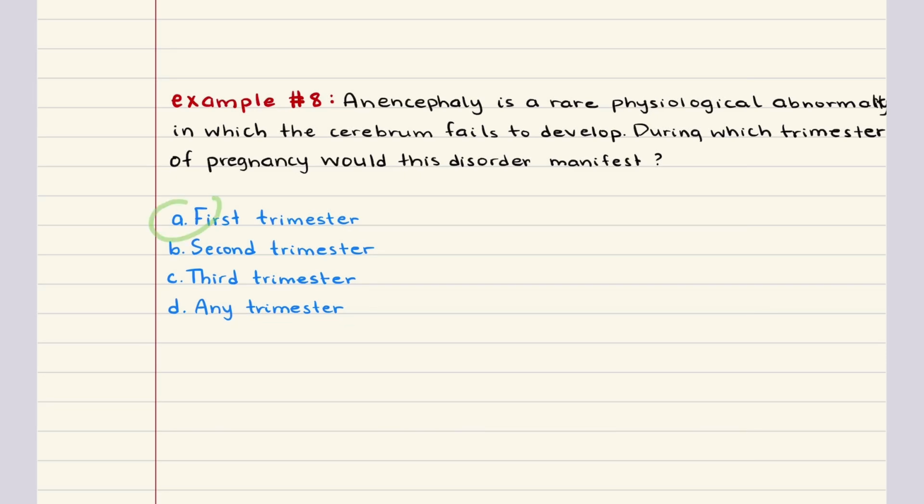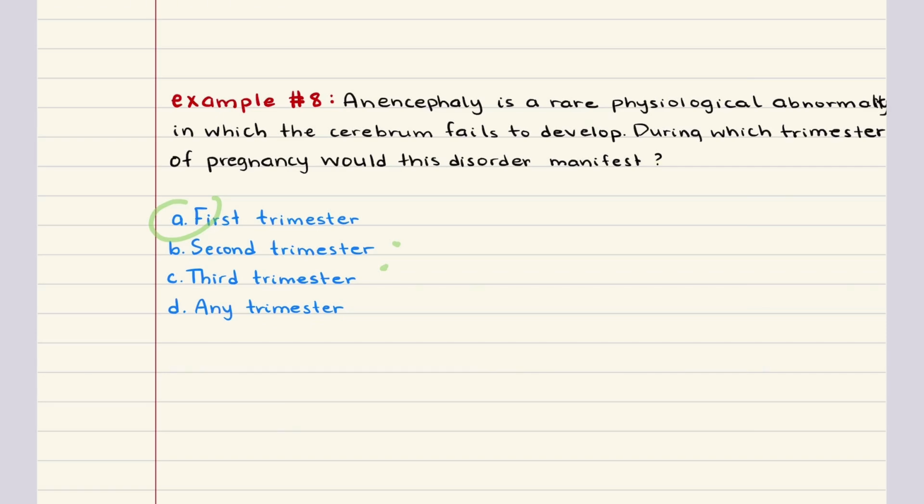Let's briefly go through the other options. The second trimester is when organ systems continue maturing and growth accelerates. But by this point, the neural tube has long since closed. The third trimester involves rapid brain growth and development of cortical complexity. But again, the foundational brain structures are already in place by then.